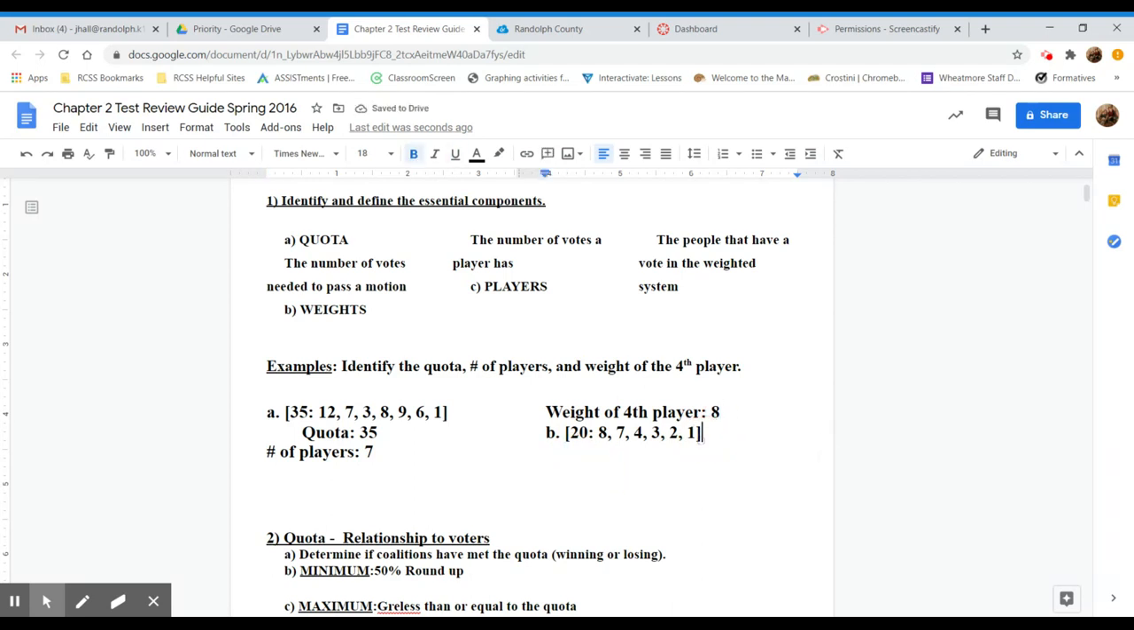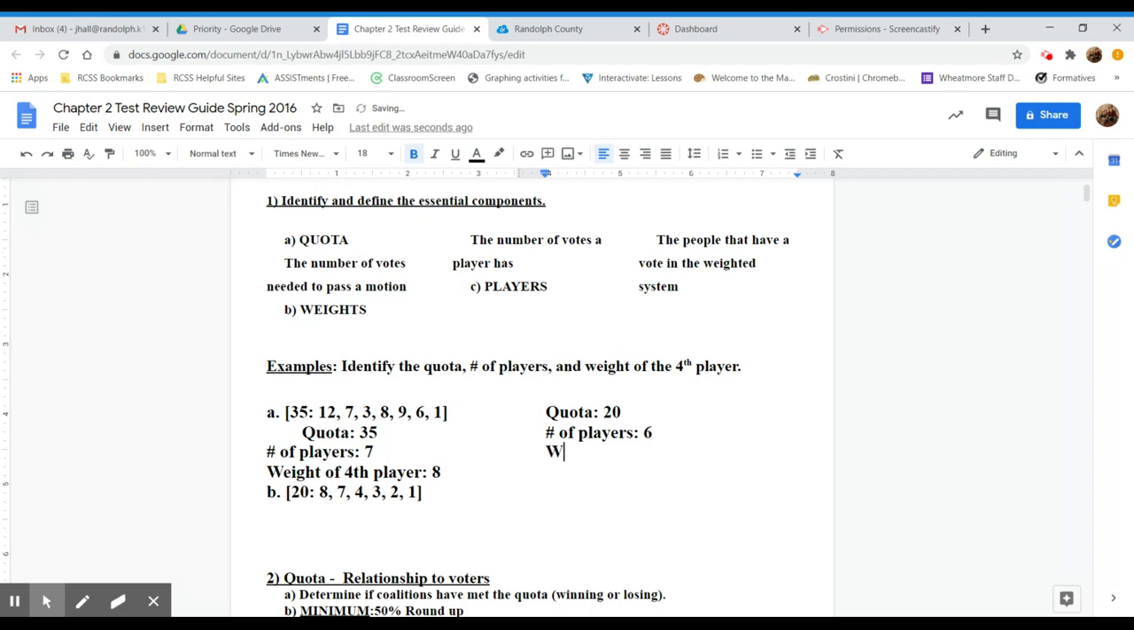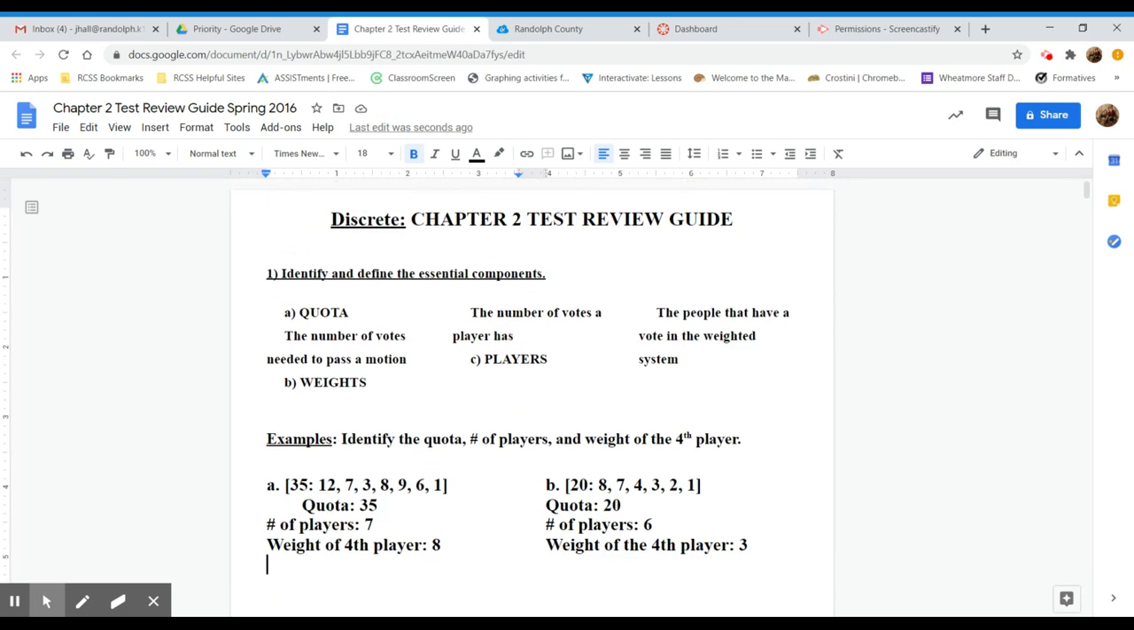For part B, again, we will do the same thing. So the quota is going to be 20. The number of players is going to be, if you count it out, 1, 2, 3, 4, 5, 6, 6. And then the weight of fourth player is going to be, let's see, 1, 2, 3, 4. It's going to be 3, just the fourth player's weight. Really, that just means that the fourth player has 3 votes in the system. All right, so that's kind of number one.